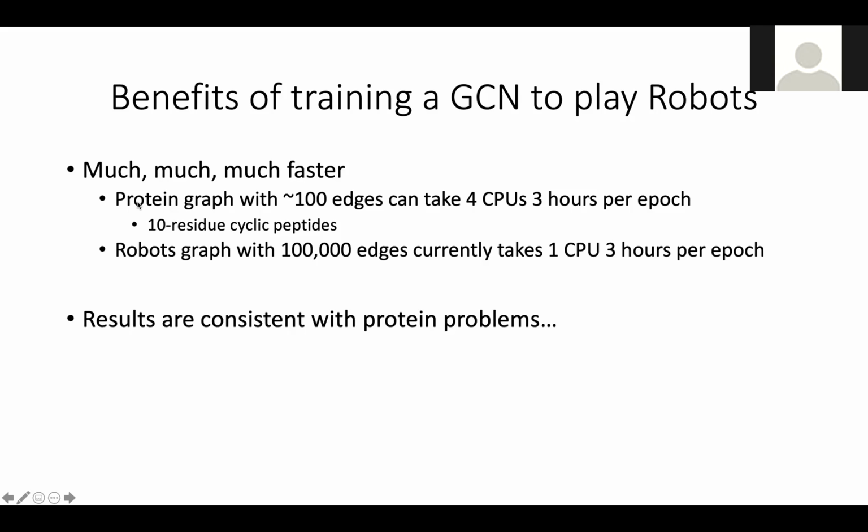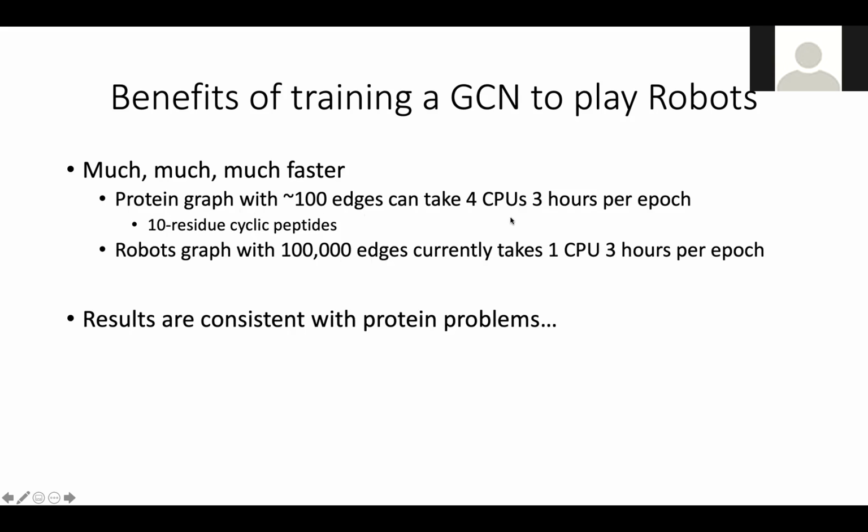But since I create my own convolutions, it makes it a little bit easier. But a protein graph with roughly 100 edges will take 4 CPUs about 3 hours per epoch. But that's for a very small case. A robots game with 100,000 edges takes the same amount of time on 1 CPU.